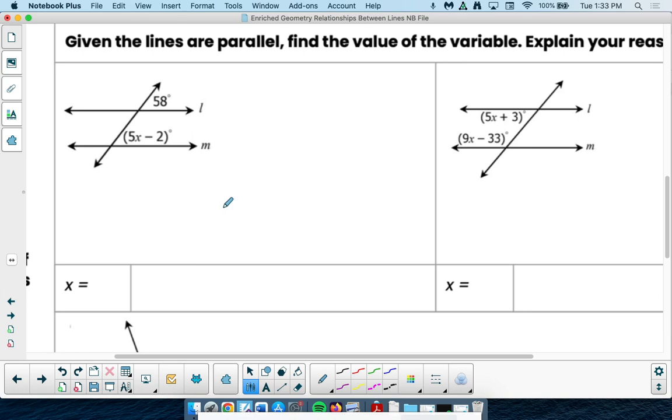Okay, folks. It says, given the lines are parallel, find the value of the variable. Explain your reasoning. Your reasoning is what kind of angles we have. So if we look here, what kind of angles do we have? Corresponding. That's your reasoning. They're corresponding. And what do you guys know about corresponding angles when the lines are parallel? They're equal. So what's an equation we can write? 58 equals 5x minus 2. See, that's not so bad.